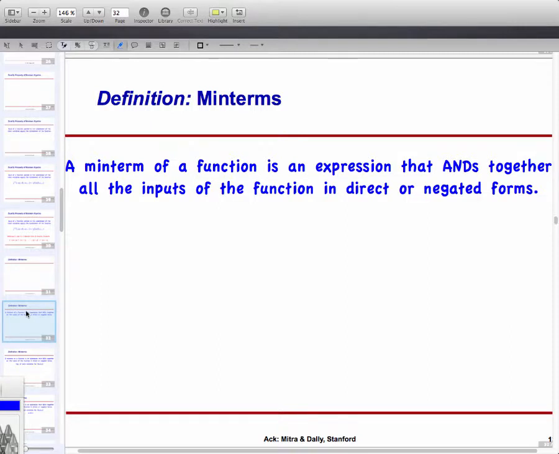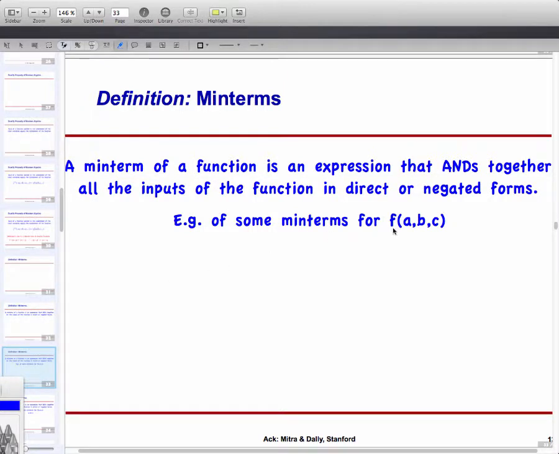A minterm is an expression which ANDs together a bunch of variables or their negated forms. So if I have variables called A, B, C, D, let's say, a minterm example might be A and B and C and D, or A and B and C, not D. So I have to make use of every variable. I have to AND them together, but some of the variables can be negated. Okay, this is just a definition. There is nothing fundamental about it.